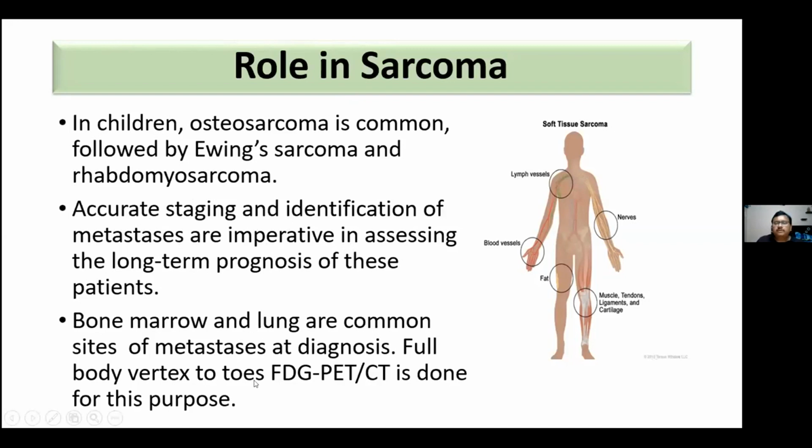A full body scan, vertex to toes. Basically, for sarcoma we do a vertex to toes scan. It may not be required in other cases, but for sarcoma it is done for this purpose. So we do a whole body scan, vertex to toes. We want to see anything in the calvaria, anything in the distal tibia, we want to see all over the body.